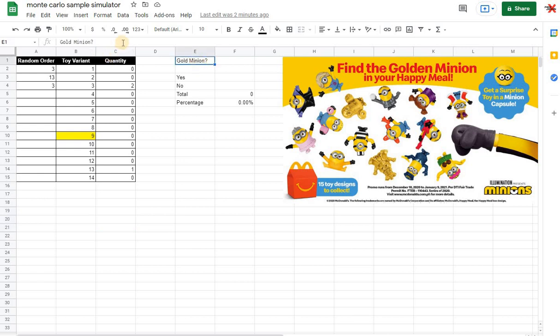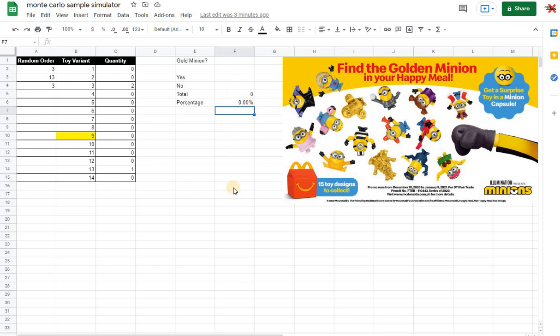So we have this gold minion, that's the question. How many chances are we going to get the golden minion in 10 purchases? So here's just a simple yes or no answer, and this is where we will put the answers. Now for the total, this is just the sum of the yes and no's. And then percentage is just computed with this: yes divided by the total of 10 times 100%. That's how you would get the percentage. So now, let's try to determine or simulate what is the chance of me getting a minion if we visit McDonald's 10 times and in each visit we purchase 3 Happy Meals.